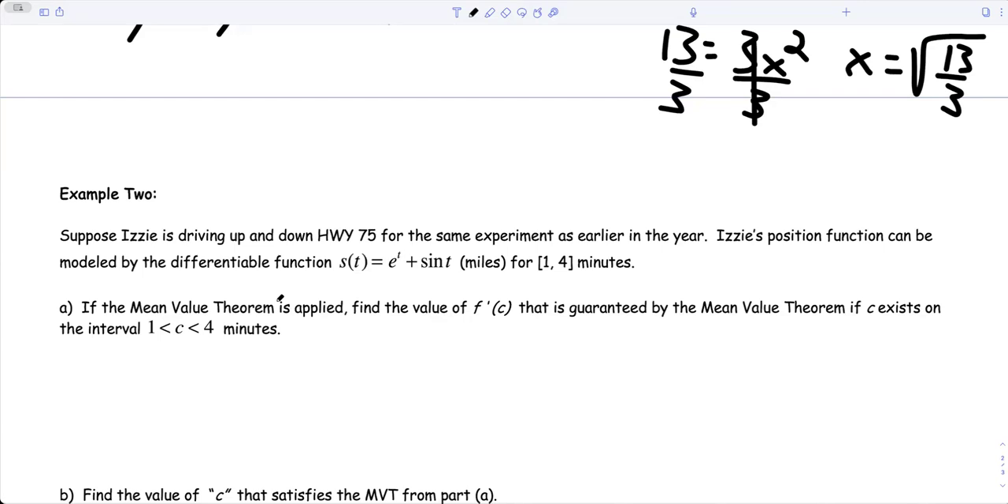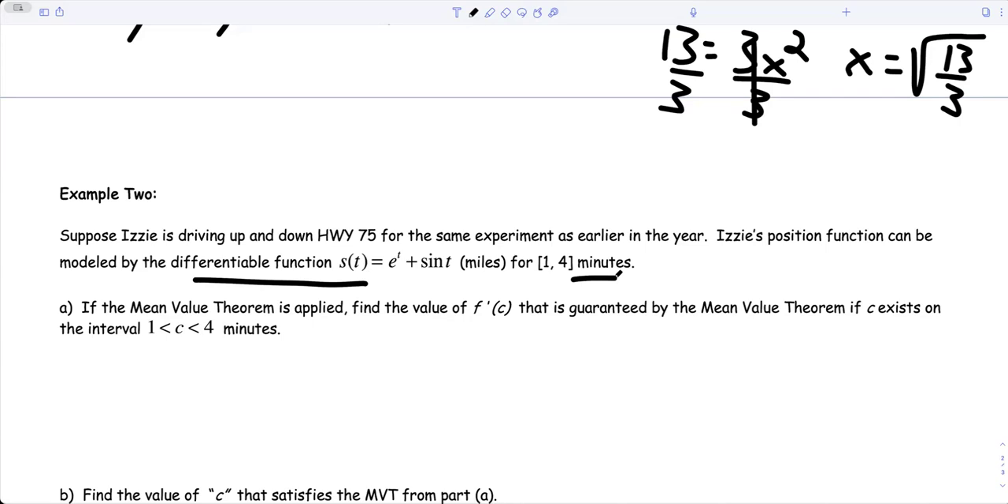Suppose Izzy is driving up and down Highway 75 for the same experiment as earlier in the year. Izzy's position function can be modeled by the differentiable function S of t equals e^t plus sine of t in miles for the interval from 1 to 4 minutes. If the mean value theorem is applied, can we apply it? Is the function closed from 1 to 4? Is the function continuous? Does it say it's continuous?